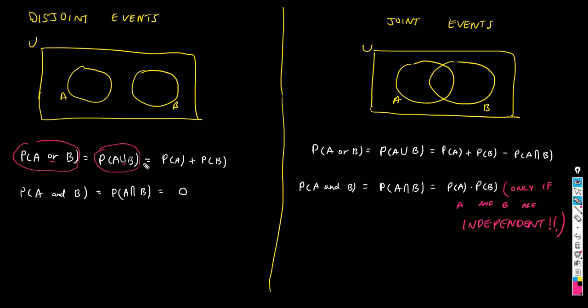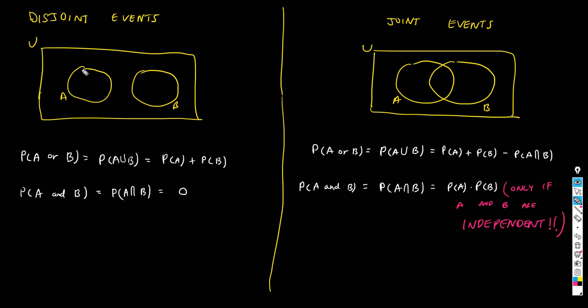Okay, what is that equal to? That is simply the sum of the individual probabilities, the probability of A plus the probability of B. Why is that true? How can we interpret that visually? It's rather simple. Why is this true?